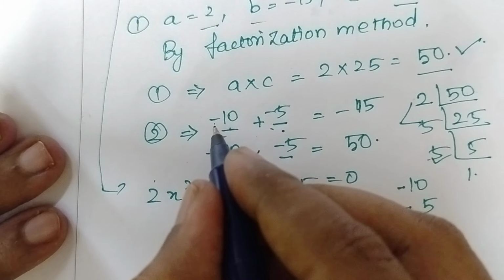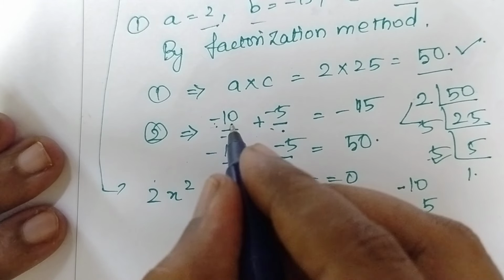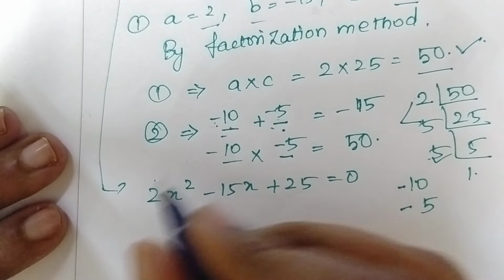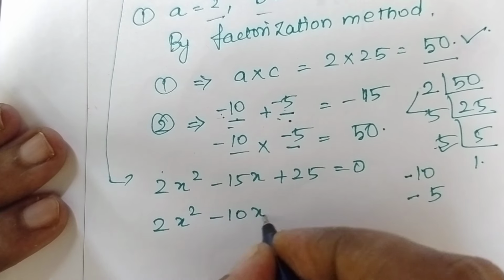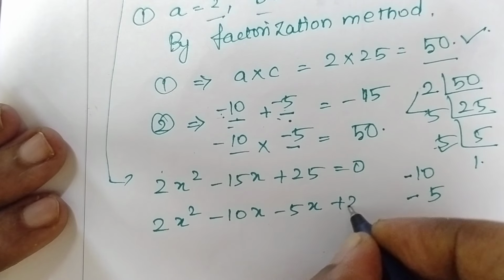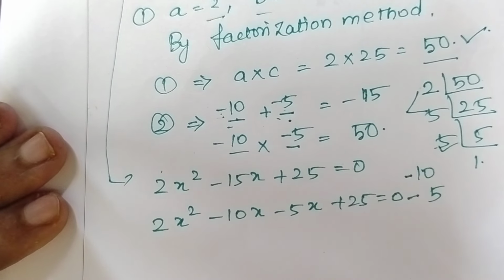So I'm going to substitute minus 10 and minus 15 in the place of this. Therefore, this equation becomes 2x square minus 10x minus 5x plus 25 is equal to 0.